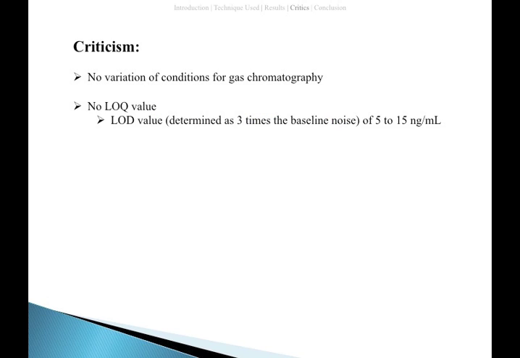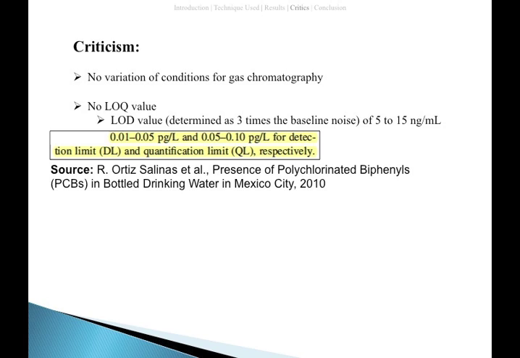Next would be that there is no LOQ value reported in the paper, but only a LOD value of 5 to 15 nanograms per milliliter is reported. However, as we know that LOQ is actually more accurate than LOD, the paper could have reported both LOD and LOQ values, similar to the source shown.